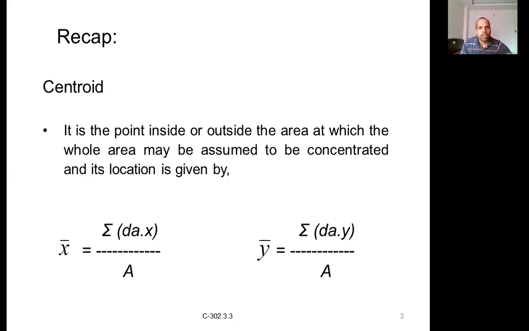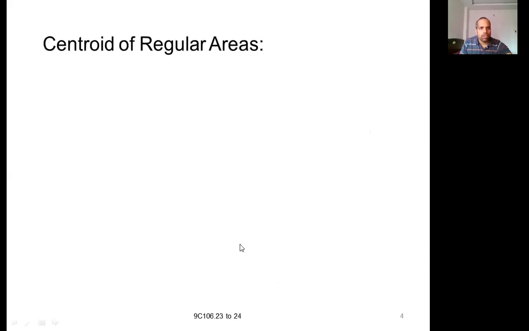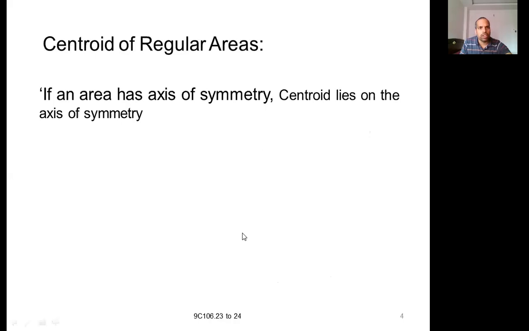But some sections are there for which the centroid lies outside the section, outside the area, for example angle sections and channel sections. Now let us see in this chapter how to calculate it. Right now, let us see the centroid for regular areas. Regular area means like a rectangle, square, etc.